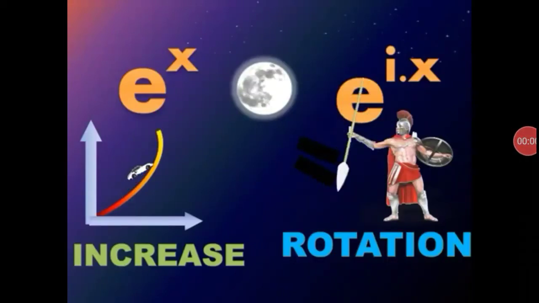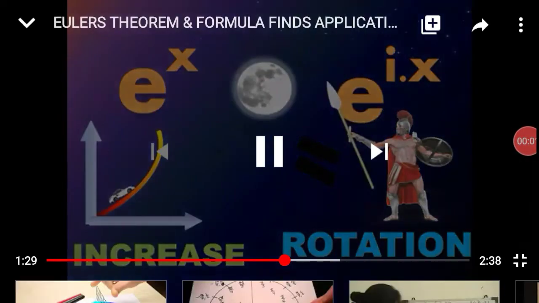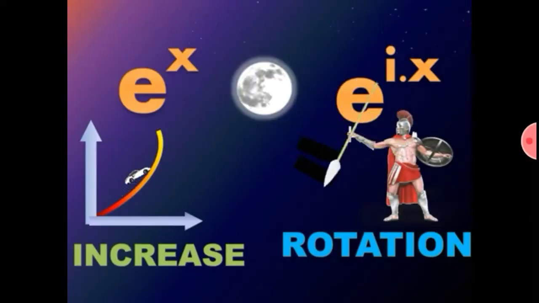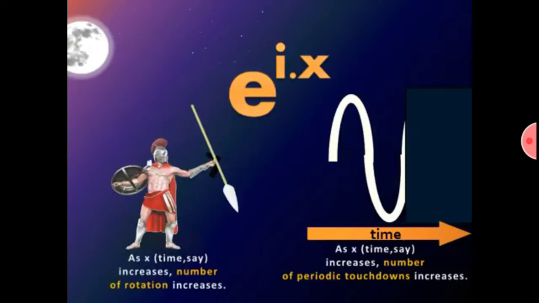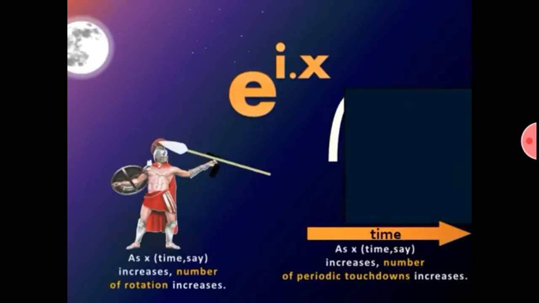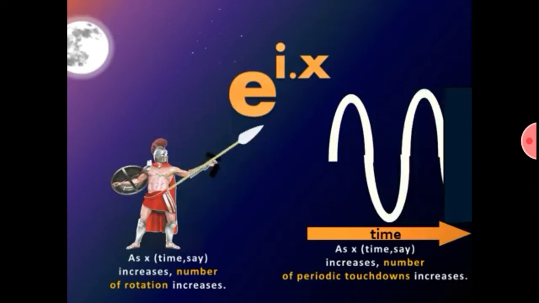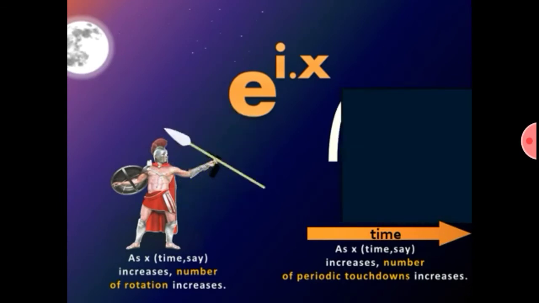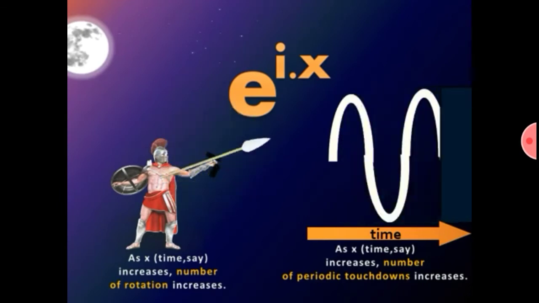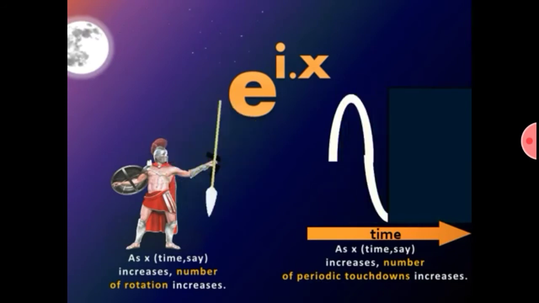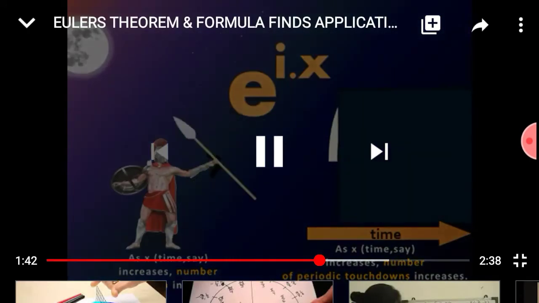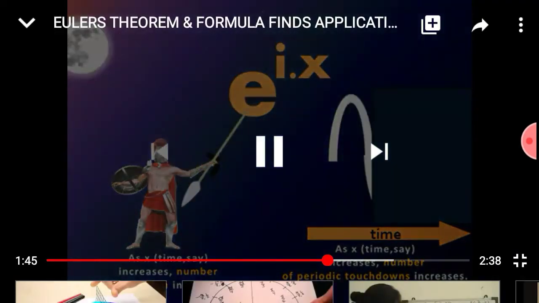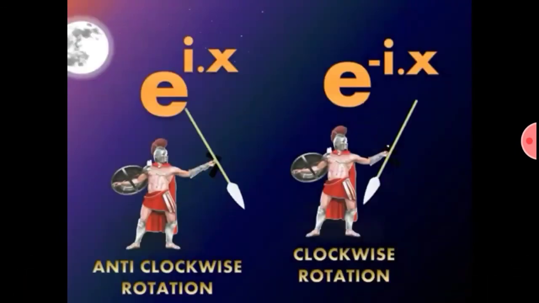What is the difference between e raised to x and e raised to ix? You might have asked. E raised to x denotes an increase. E raised to ix denotes an increase in rotation. As x increases, x is usually time, say, the number of rotations increases, the number of oscillations increases. So e raised to ix means you are dealing with something that is periodic in nature. It keeps moving up and down like a dolphin, or it may involve some kind of rotation.